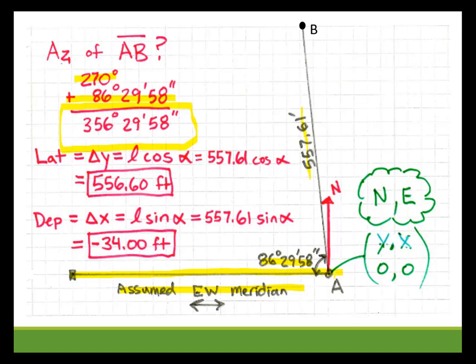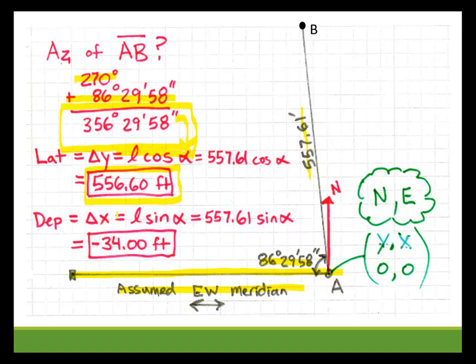The length was recorded as part of the shot to the prism, right? So that's our horizontal length, and then we use the azimuth, which we have just calculated. That's my alpha in this equation, and so L cosine of alpha gives me the latitude that it would be encountered traveling from point A to point B.